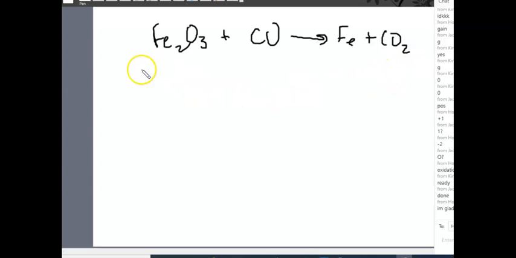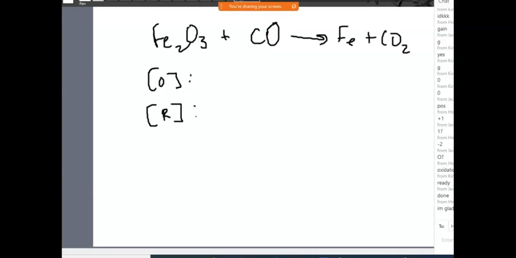Okay, so in this case, tell me what is being oxidized and what's being reduced. You don't have to tell me what type of reaction it is. Just tell me what's being oxidized and what is being reduced. That one I know is a redox reaction. All right, I'll give you guys a few minutes.